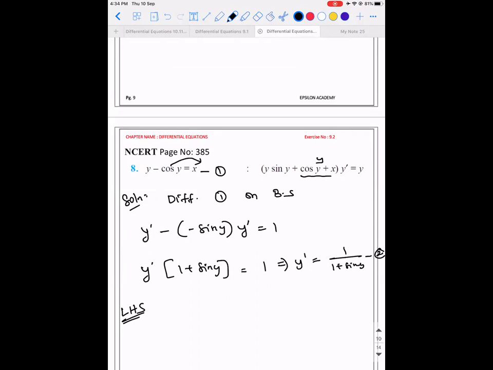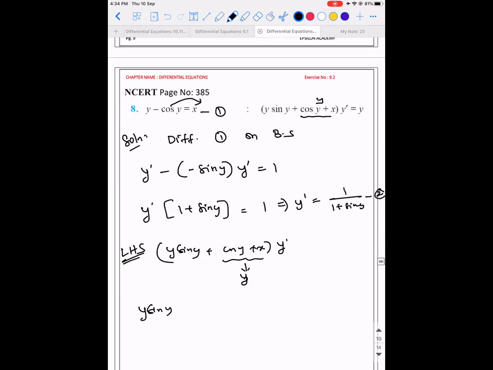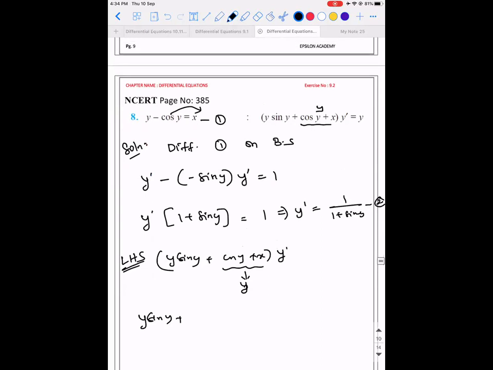Yeah. So y sine y plus cos y plus x into y dash. We know that cos y plus x is nothing but y. So y sine y plus y, if we take y common, what will you get? y into 1 plus sine y into what is y dash? y dash is also 1 plus sine y. So this and this will get cancelled. You're left with y, which is nothing but the RHS. I hope it is clear. Yes, sir. Yeah.